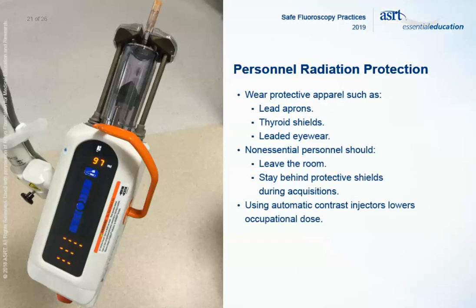The use of automatic contrast injectors also significantly lowers occupational dose because the staff can leave the examination room during contrast injections and X-ray exposures, thereby increasing the distance from the X-ray source and shielding from room walls. If hand injections are necessary, extension tubing should be used so that the operator can remain as far away from the X-ray source as possible.